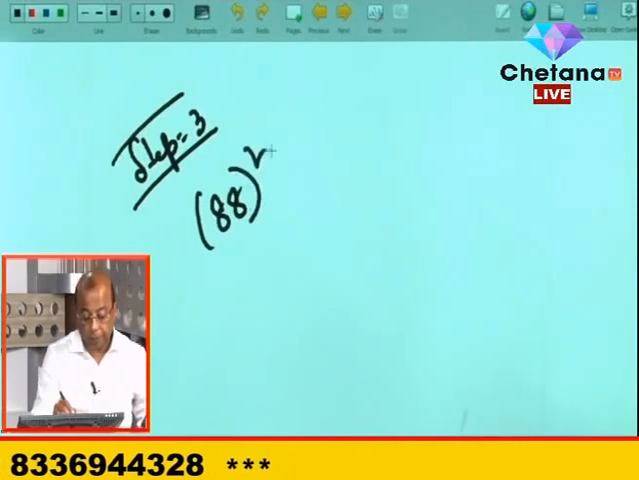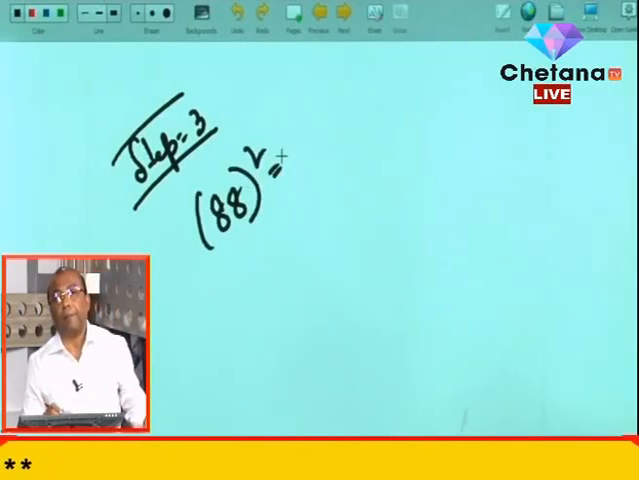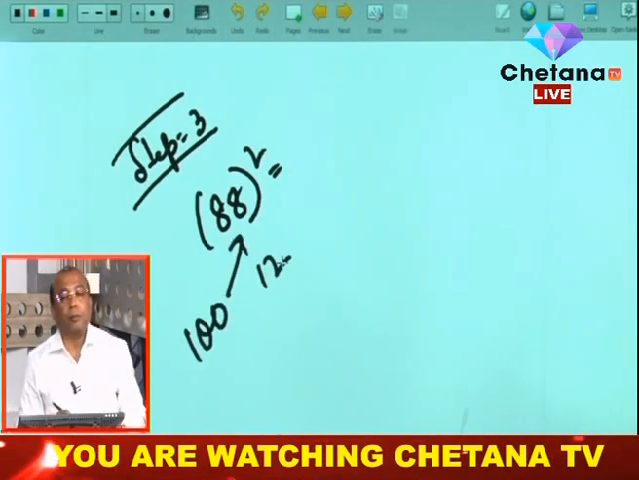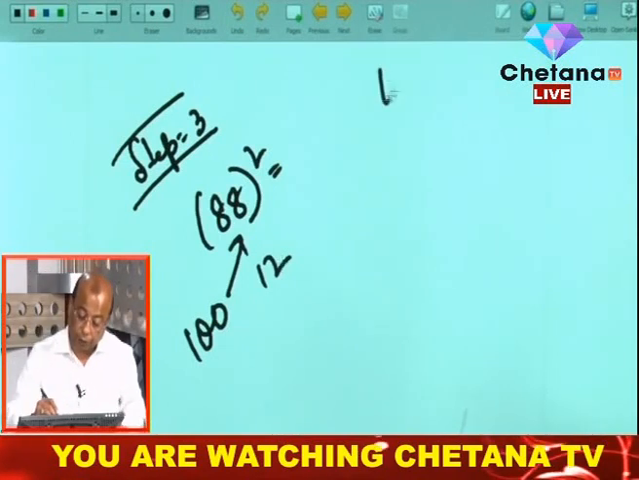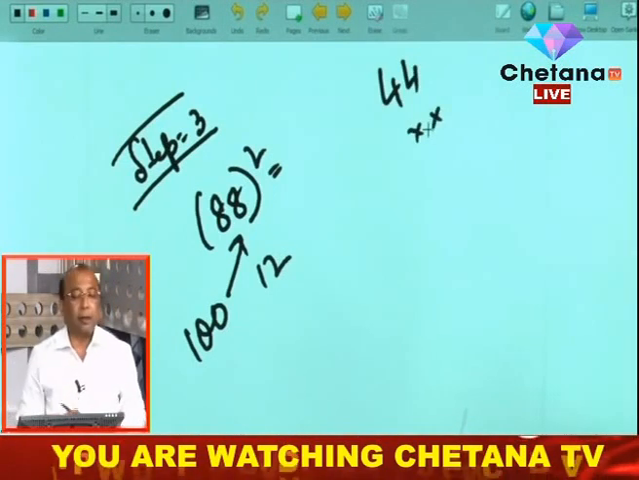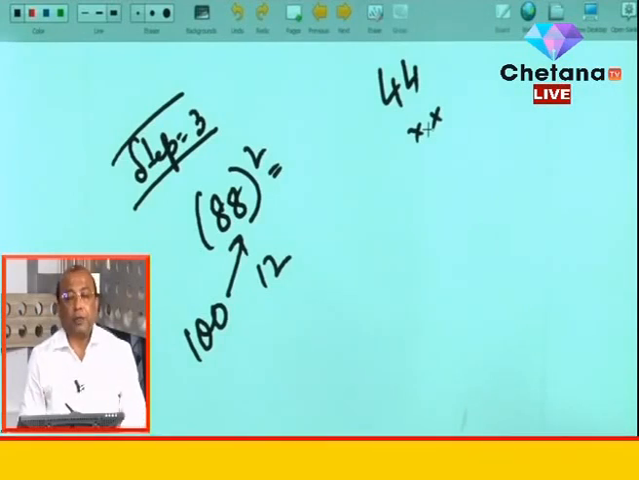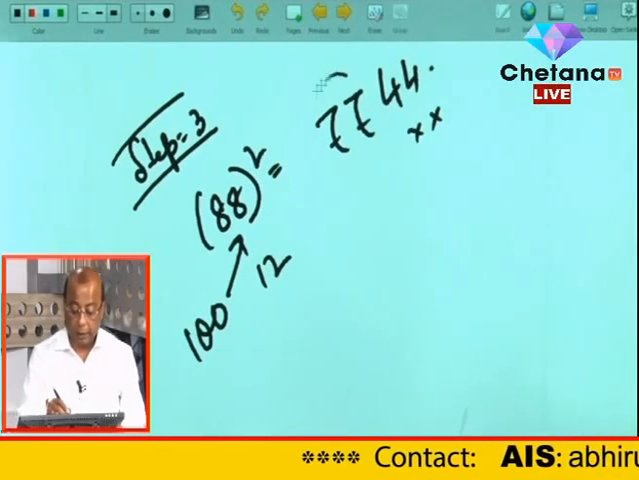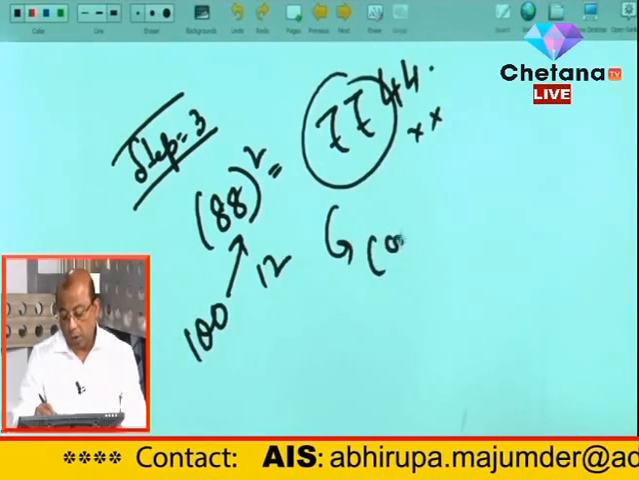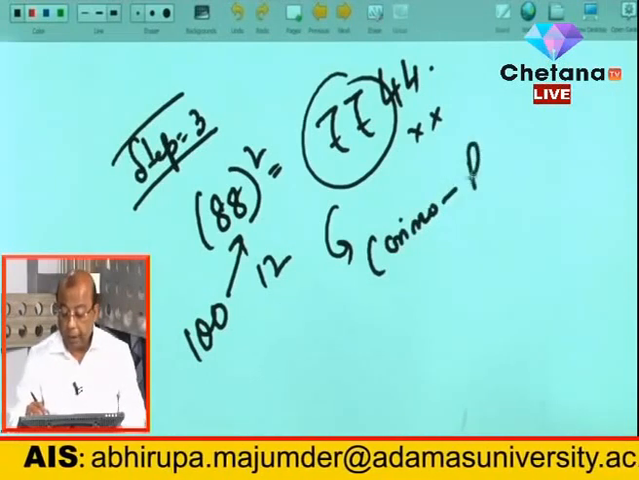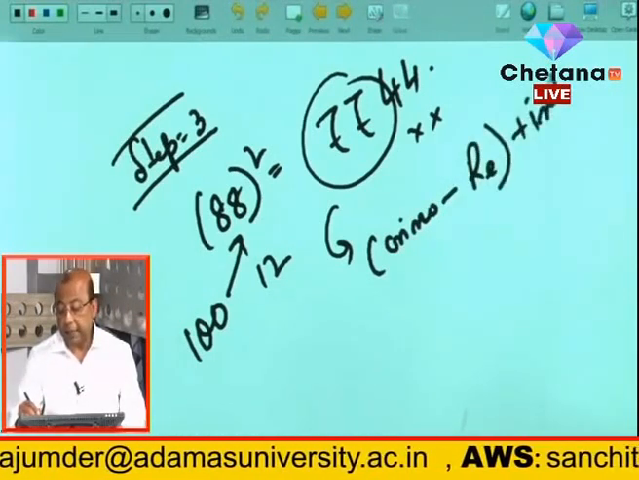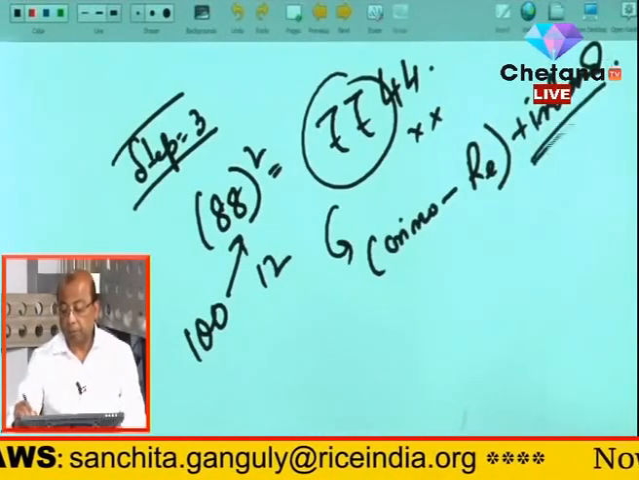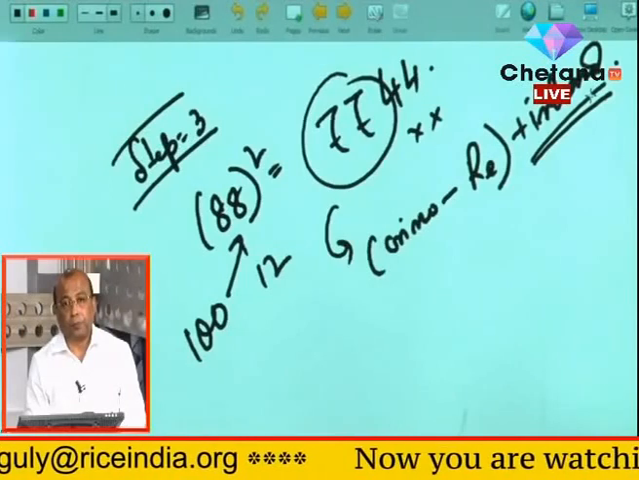Step 3. 88 whole square. 100, how much less? That is 12. 12 whole square, 144. That is 44, 1 in hand. Original number 88 minus 12 is 76, plus 1, 77. That is original number minus reduction plus in hand. In hand is the same. Okay.